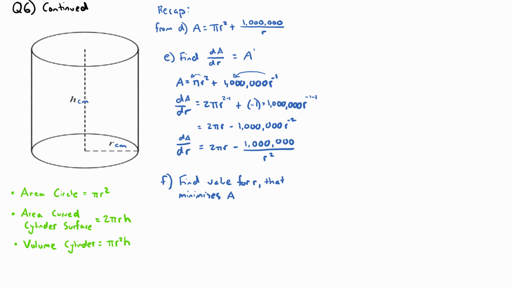Question 6, part F, asked us to use our answer in part E, this derivative formula here, to find the value of R. Now R is the radius of our cylinder that minimises A. A is the surface area of the inner part of the cylinder. And you may be wondering, what's the point of that?